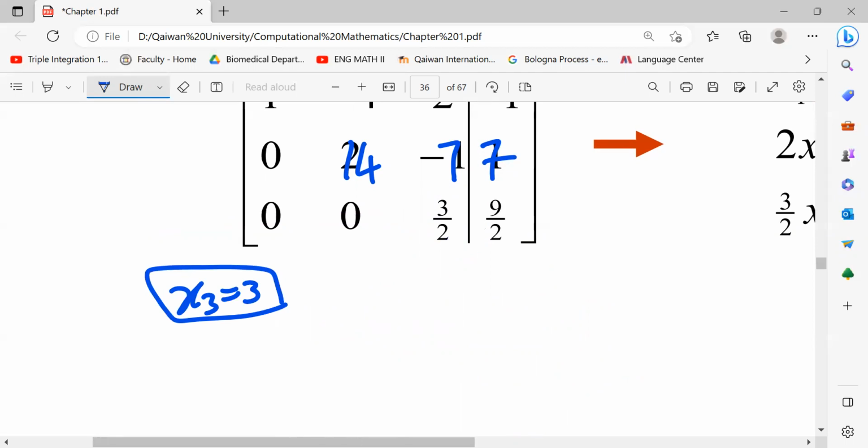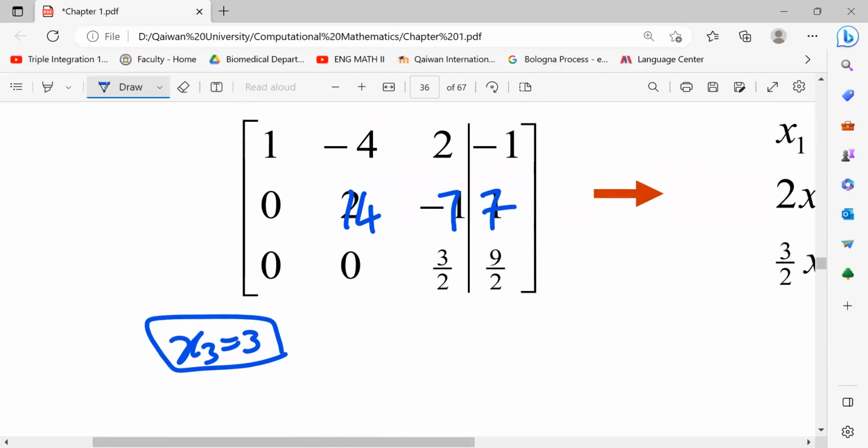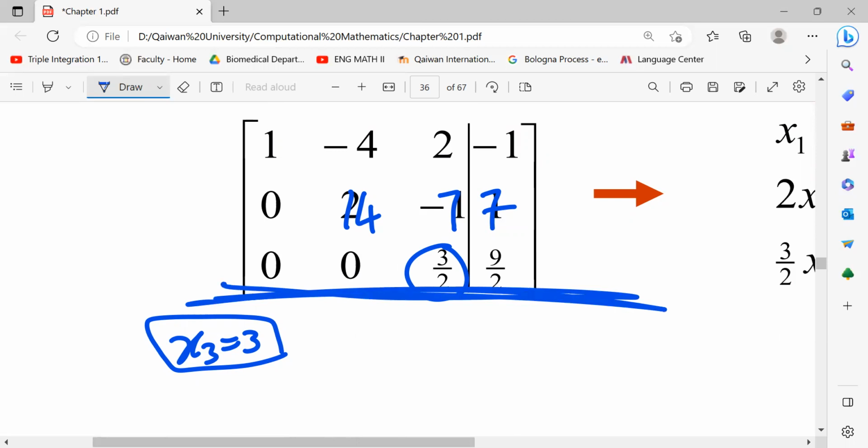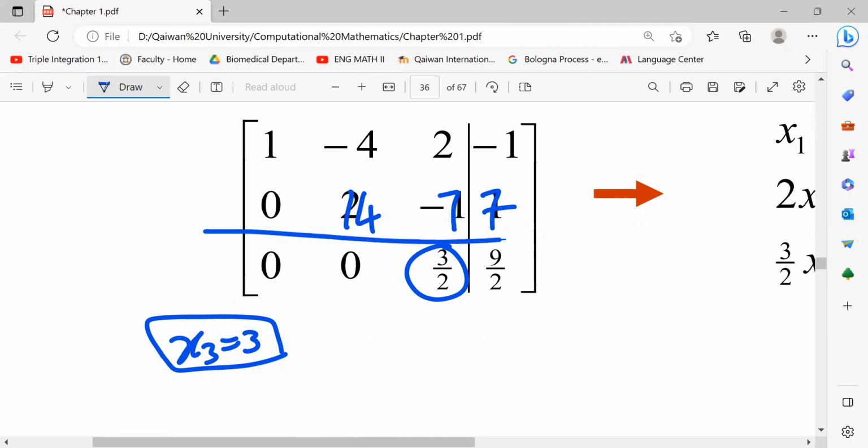Now, we need to find the values of x2 and x1. How to get x2? Then we use back substitution. We return from the bottom, okay? From the last equation, as we have the most number of zeros, we start from that. From this one, we get the value of x3. And then we use back substitution to get the values of x1 and x2. Then we use this equation.